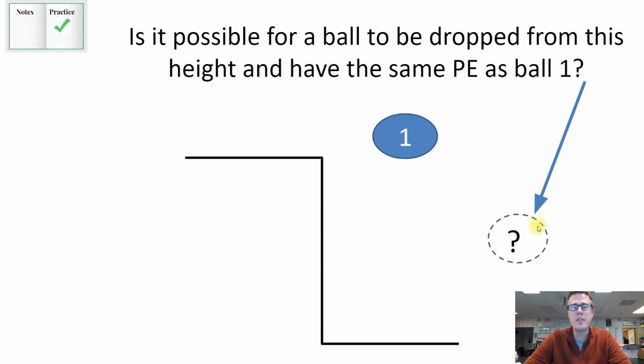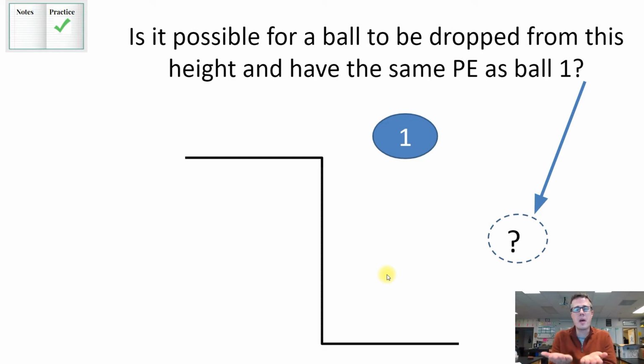All right, now think about this. Suppose we just have number 1 just dangling there, and I want to place the second object somewhere. I'm not sure where I want to put it. Is it possible for a ball to be dropped from this height, where I have the question mark, and still have the same amount of potential energy as number 1? I want to put it right here. What do I have to do to the ball to make it have the same energy as number 1? Pause the video and think about that.